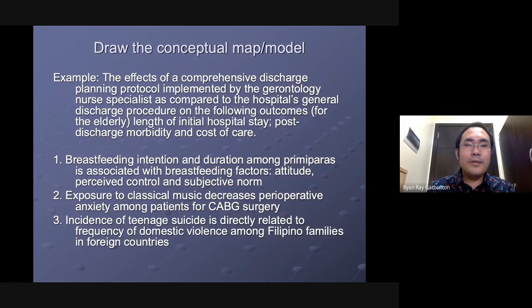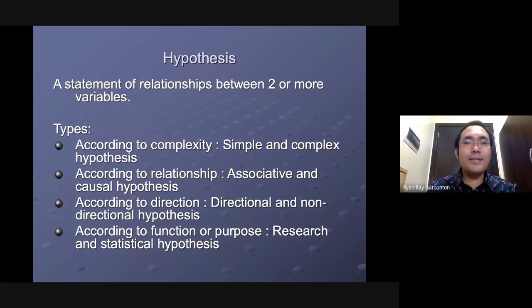Now, because hypotheses are a statement of relationships between two or more variables. Okay? This explains how your variables behave in a certain phenomena na pinag-aaralan mo, that you are studying. Okay? Now, hypotheses can be categorized according to complexity. It can be in a simple form or a complex hypothesis.